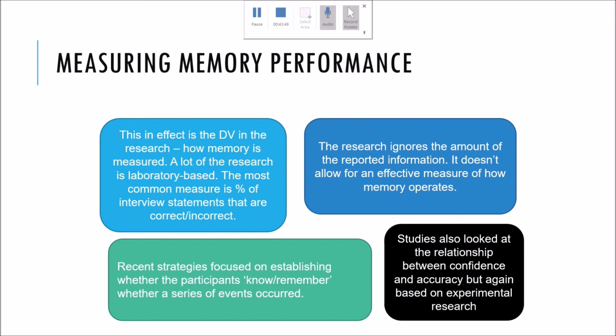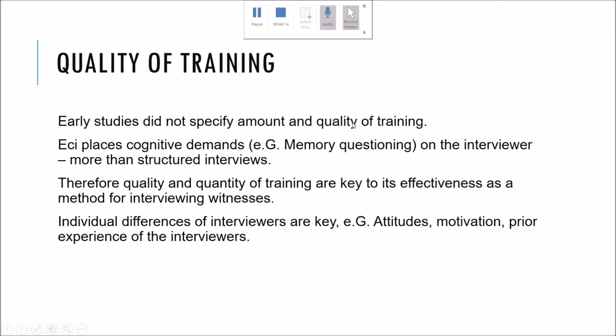Now, one problem with this is that using this as a measurement of memory means that we are ignoring the amount and the nature of unreported information. So if you don't know that unreported information, then you don't know how accurately that person actually remembers the event.